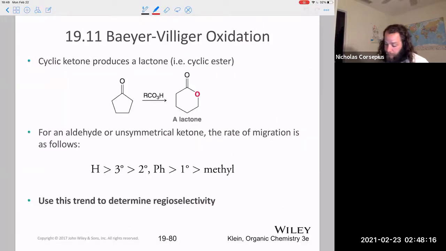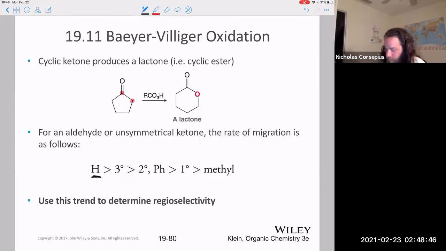If you were to use a cyclic ketone, then you would be sticking your oxygen between these two existing carbon-carbon bonds, forming what's called a lactone or a cyclic ester. Okay, the last consideration that you have to make with your Baeyer-Villiger oxidation is when you're talking about asymmetric aldehydes or ketones. The rate of migration of the group that's being moved is going to depend on this chart here.